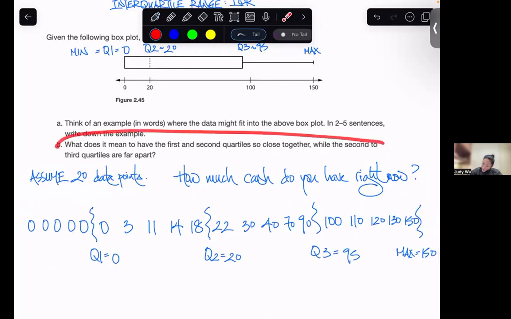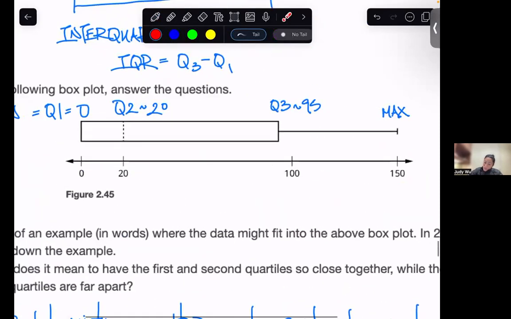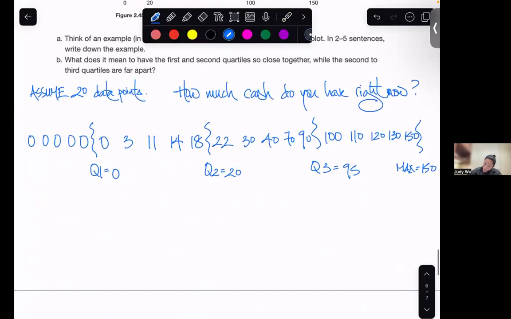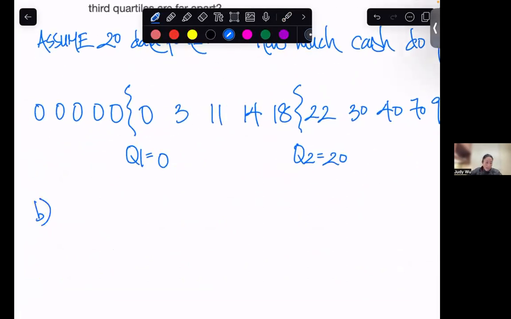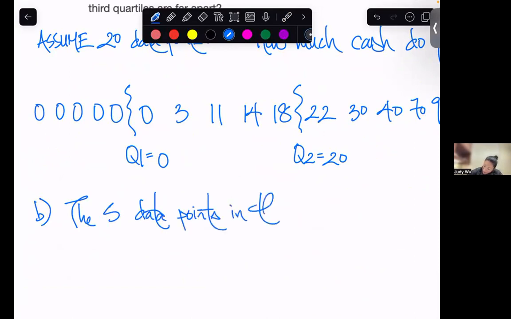All right, second question: what does it mean to have the first and second quartiles so close together while the second to third quartiles are far apart? If we look back at this box, we see that Q1 and Q2 are much closer together and Q3 is way far out. So if I were to answer that question, I may say something like, the 5 data points in the second 25% are closer together.